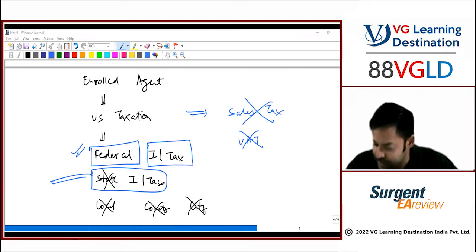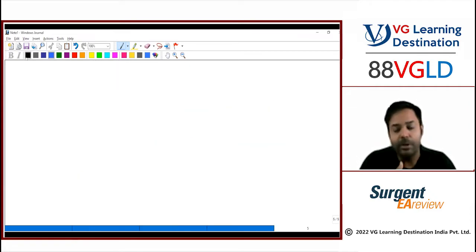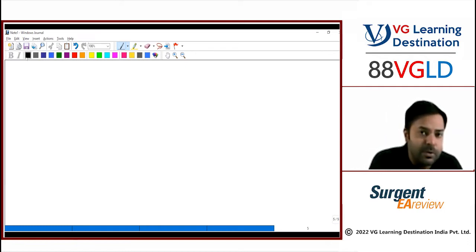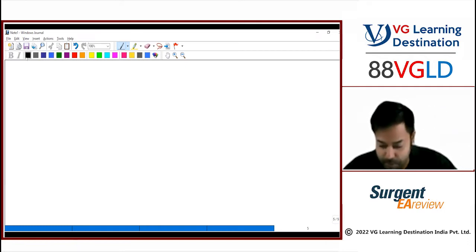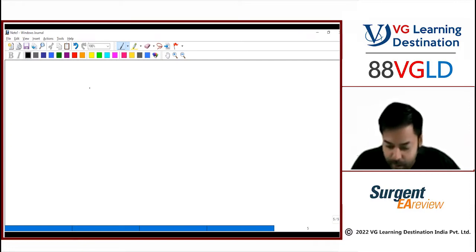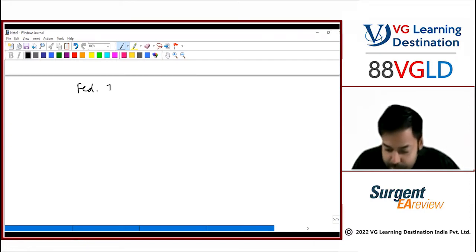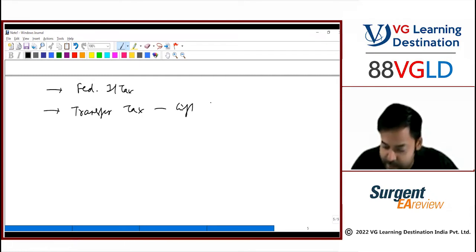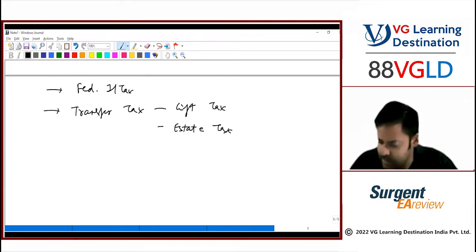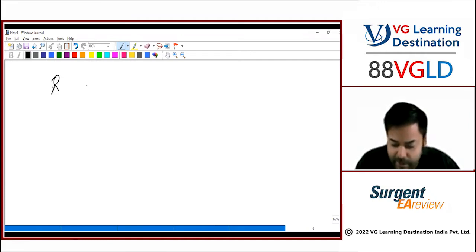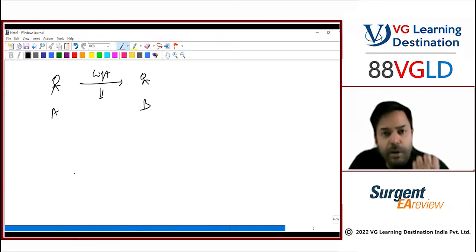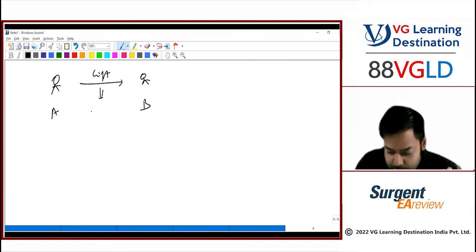Okay, besides that, in our course I'll keep on discussing other taxation also, not only limited to this, but other categories also we are going to discuss. For example, we will discuss the federal income tax. We will discuss some transfer taxes, for example, gift tax, for example, estate tax. What is gift tax? What is estate tax? For example, A is giving a gift to B. Should it be taxable or not? What amount should be taxable? So we are going to talk about this.